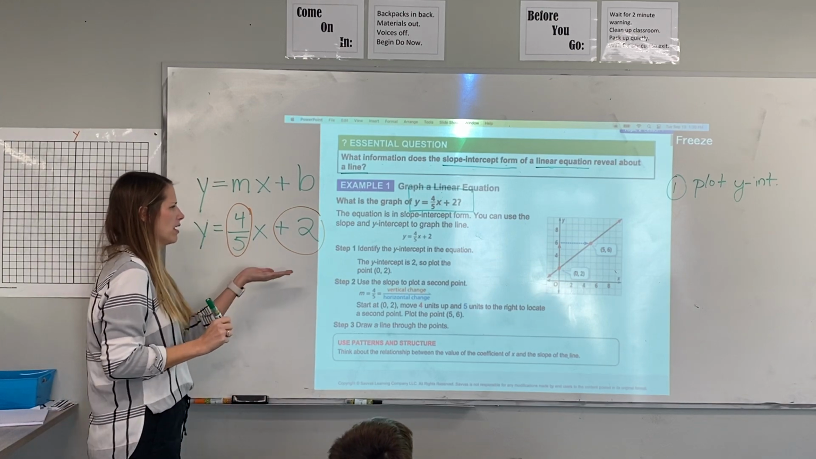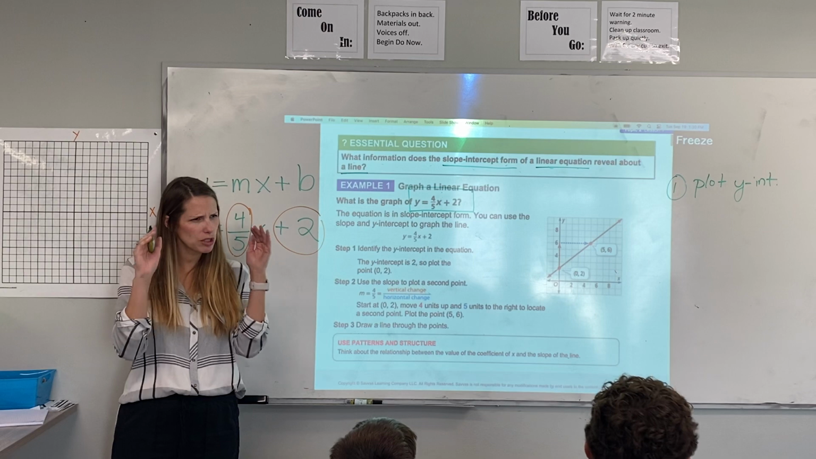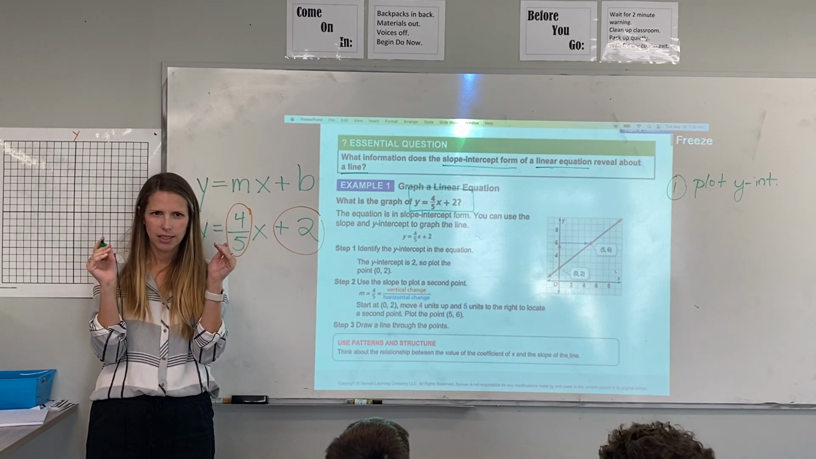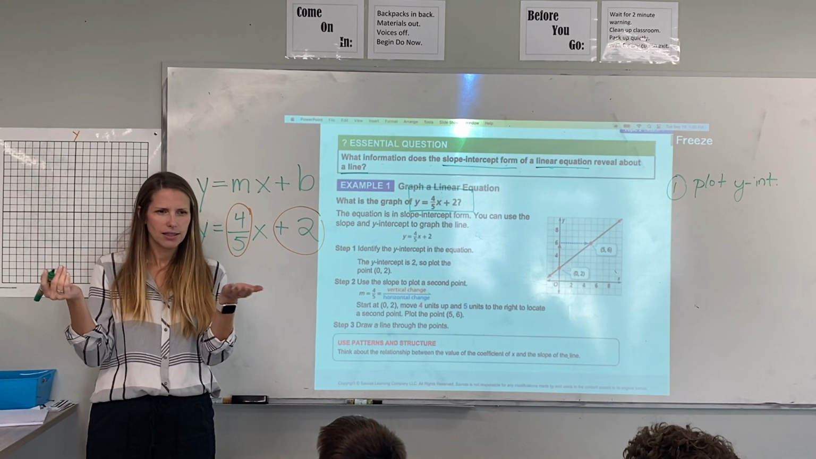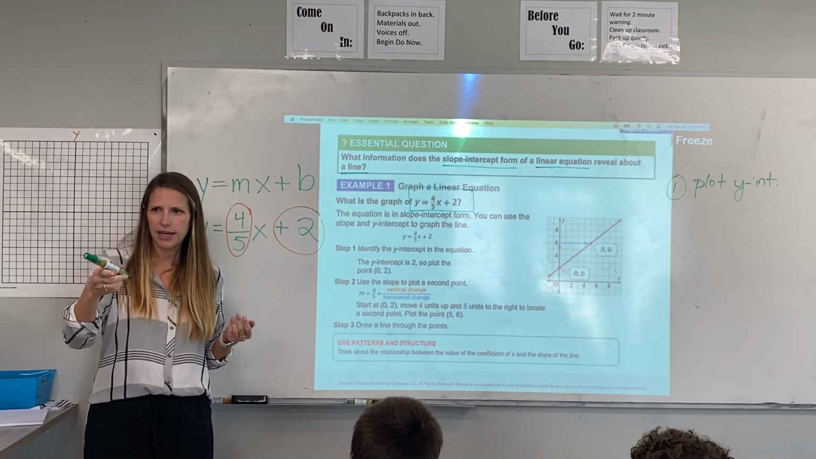Now, my y-intercept just says 2. How do I plot a 2? Isn't it supposed to be a coordinate pair? It is, but it's okay that it's not, and we'll talk about why.